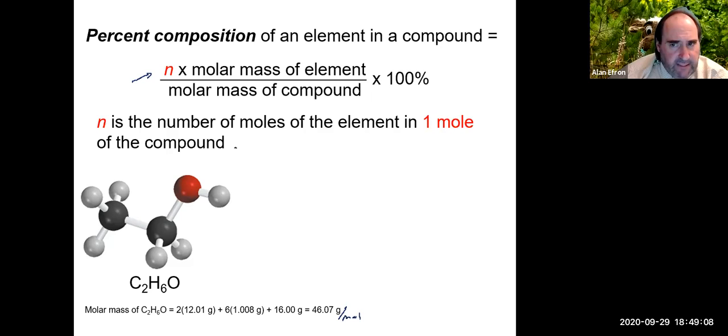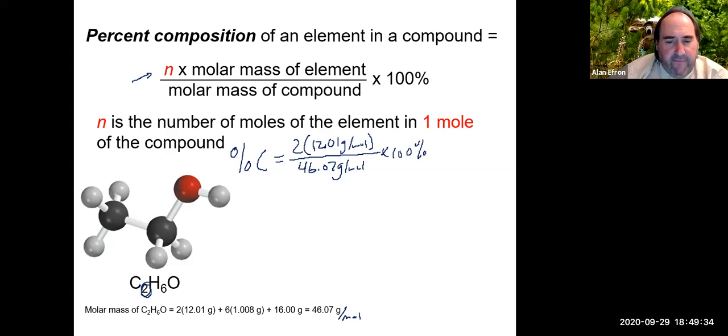So if we wanted the percentage of carbon, for example, there are 2 carbons in the formula here, basically 2 moles of carbon. So we would take 2 times the molar mass of carbon from the periodic table. We would then divide it by the molar mass of the entire compound, which is 46.07. And we would times it by 100%. And if we do all that, we will end up with something like 52.14% carbon. So this compound is made up of about 52% carbon.